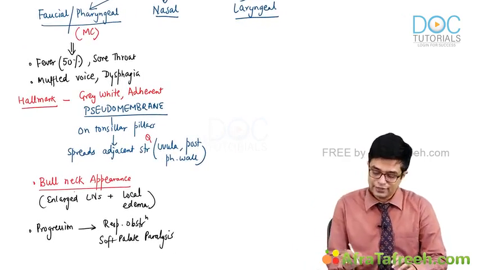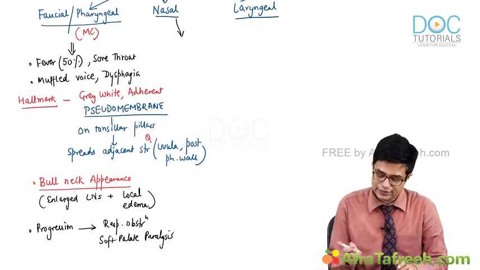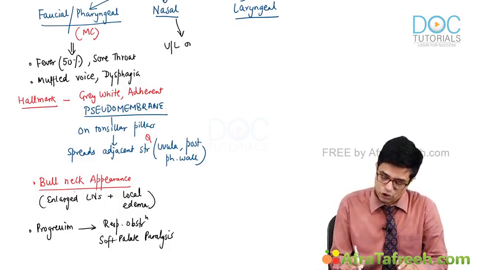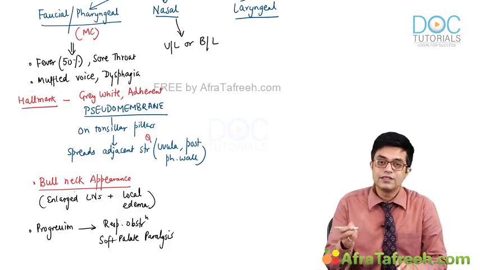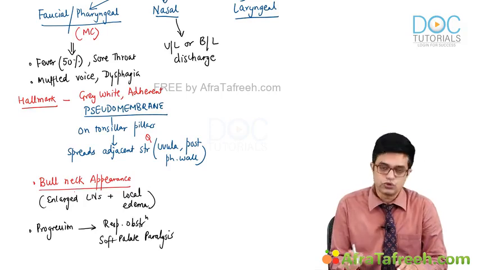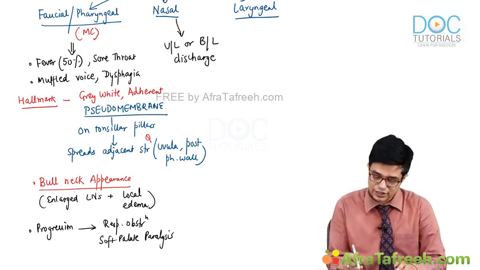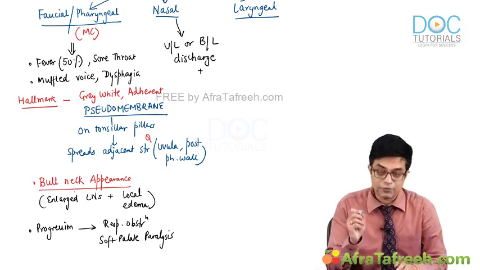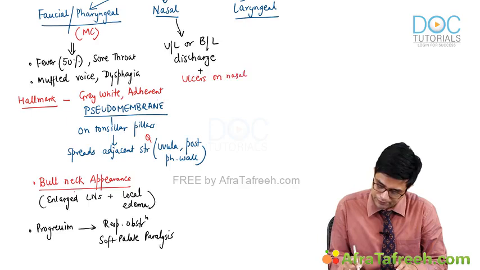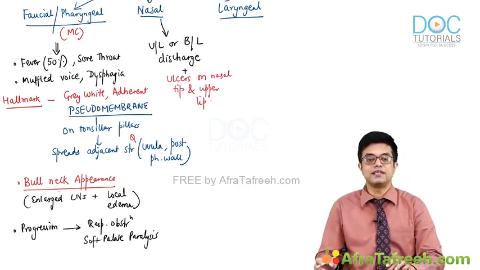Then we have nasal diphtheria. In nasal diphtheria, the keywords that you need to remember are unilateral or bilateral serosanguinous discharge, or simply you can write nasal discharge. So, unilateral or bilateral nasal discharge, plus it is associated with, I am writing with a different colored pen, ulcers present on the nasal tip as well as the upper lip. So, this is the second form, that is nasal diphtheria.